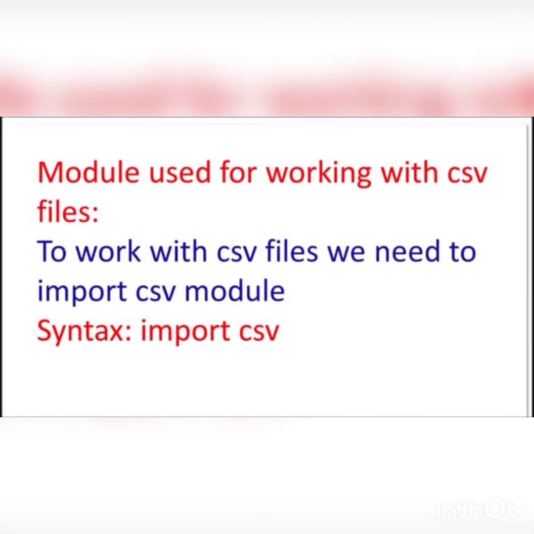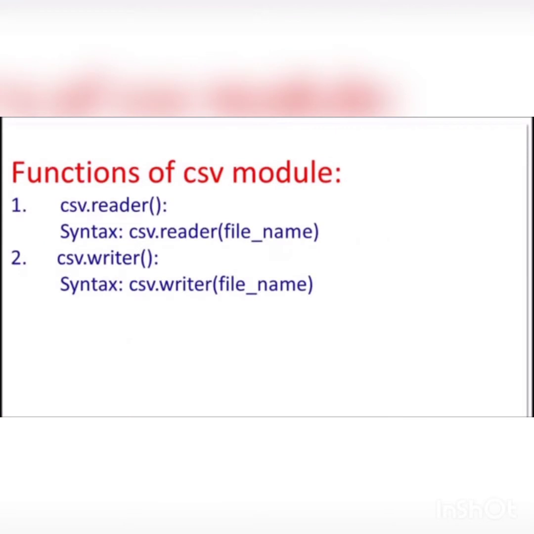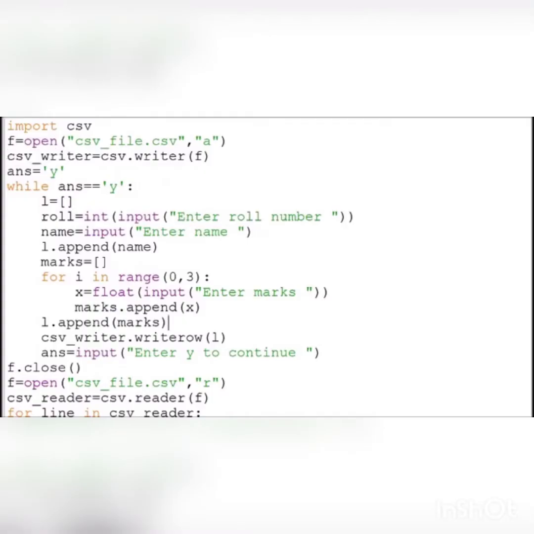So as I told you, the module which we are going to use for CSV files is the csv module. To import it, as usual, we use import csv. The functions of the csv module are csv.reader and csv.writer. Both these functions I'll explain with the help of an example. So this is the program. In this program, I'm trying to write data in a CSV file and retrieve from it.